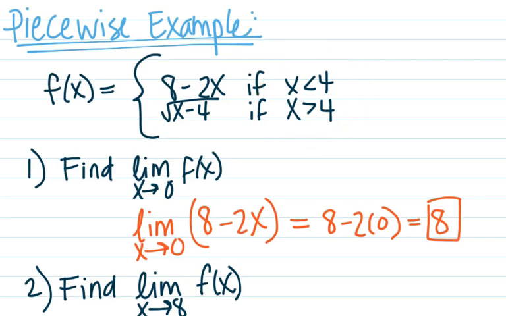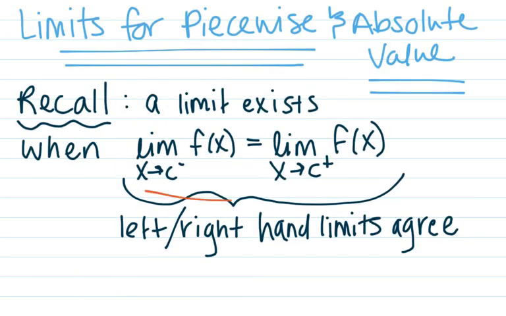So what if we go for the obvious and try to find the limit as x approaches 4? Since from the left and the right, two different things are happening, we're going to have to use our formal definition here and actually see if the left and right hand limits agree.